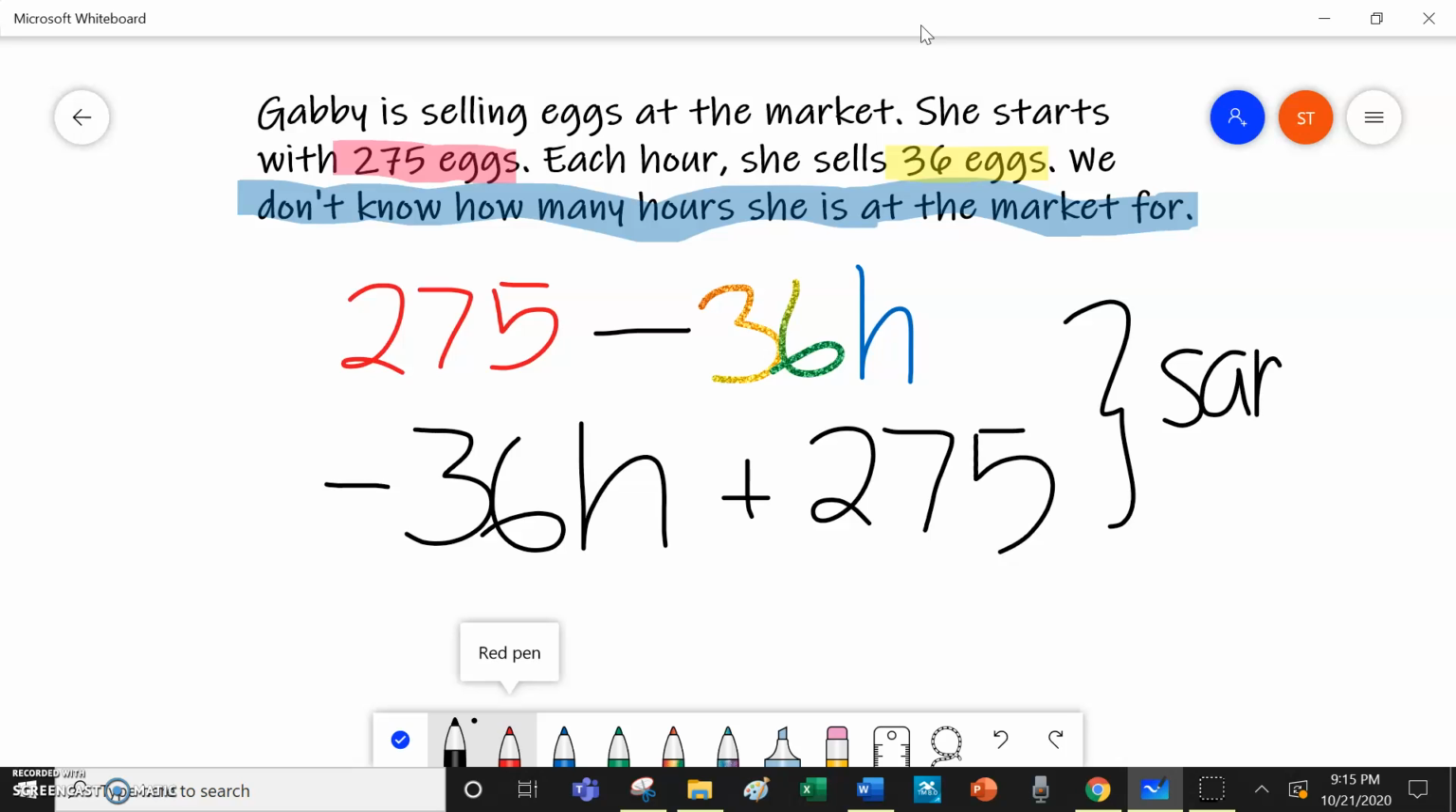So what we're looking for is an expression where the 275 stands alone, it is the constant, where our 36 is our coefficient, it is next to the variable, and where our variable represents the number of hours that Gabby will be at the market selling eggs for.